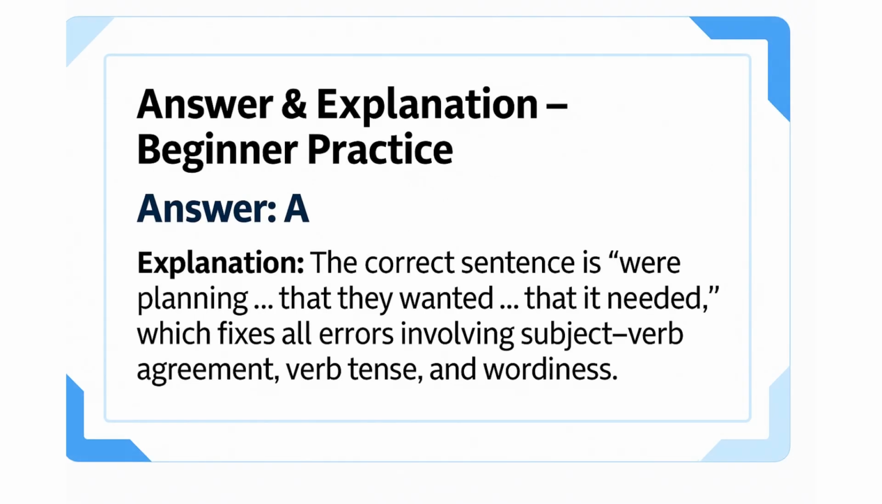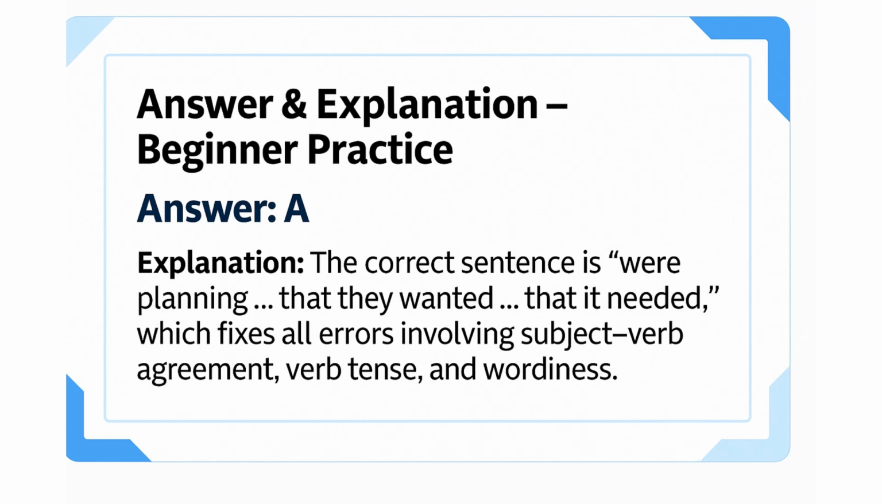Let's go over the answer to the beginner practice question. The correct answer is A. In the passage, there were 3 grammatical issues that needed to be fixed. First, the verb phrase "was planning" was incorrect because the subject, Jamie and her friends, is plural. That means the correct verb form should be "were planning."